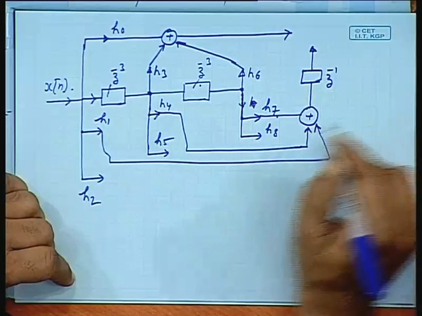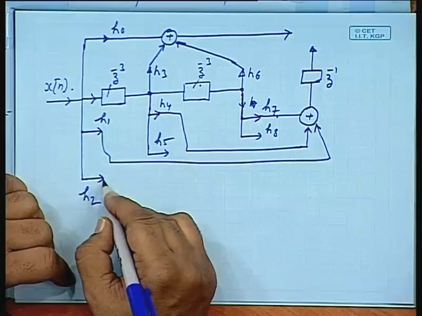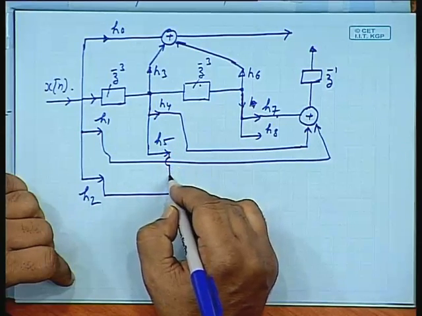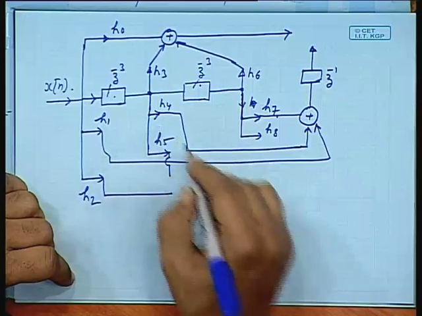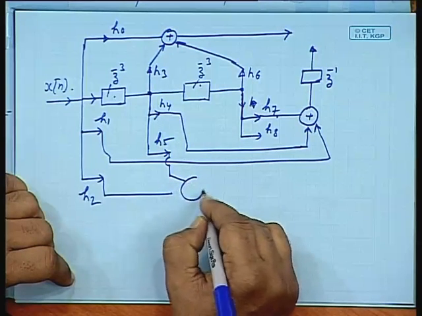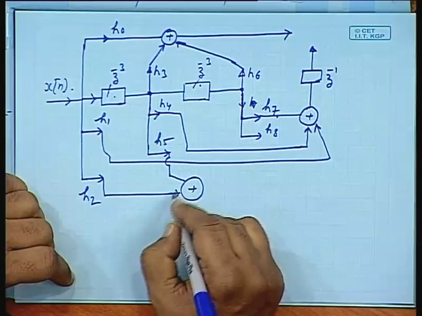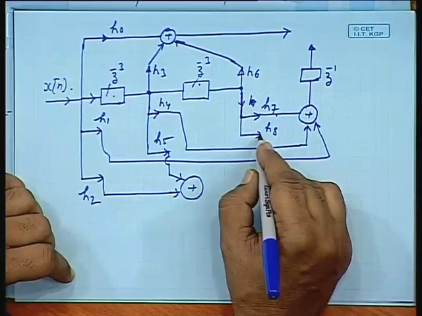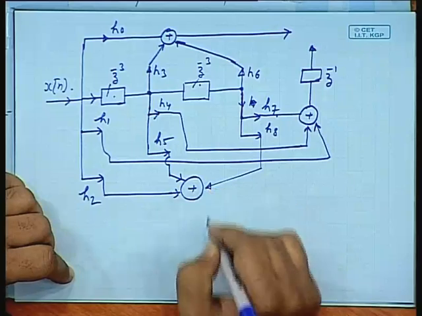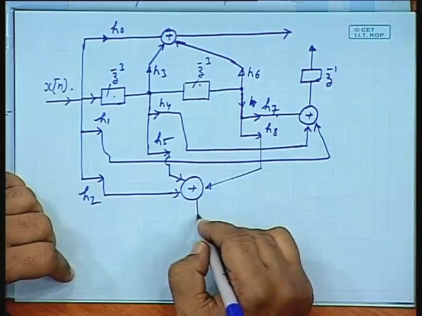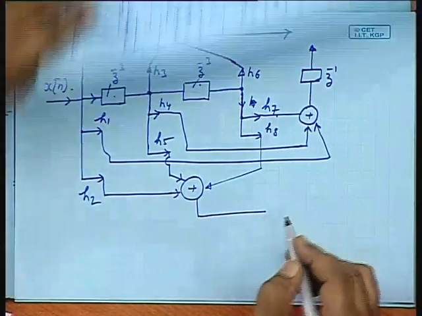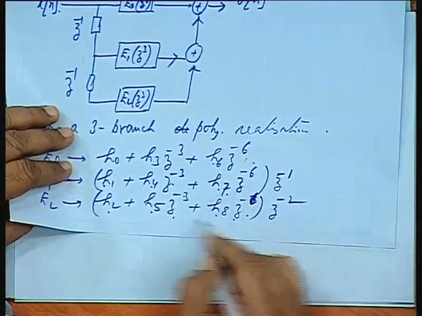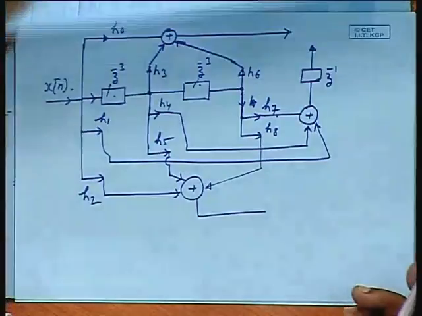All right. And lastly, H 2 plus H 5 into z to the power minus 3, and H 8, these three will give me H 2 plus H 5 z to the power minus 3 plus H 8 z to the power minus 6. Whole thing will be multiplied by z to the power minus 2.